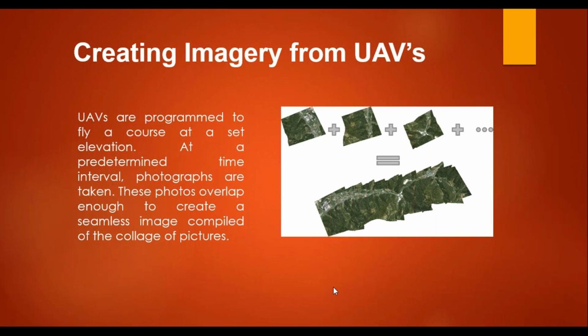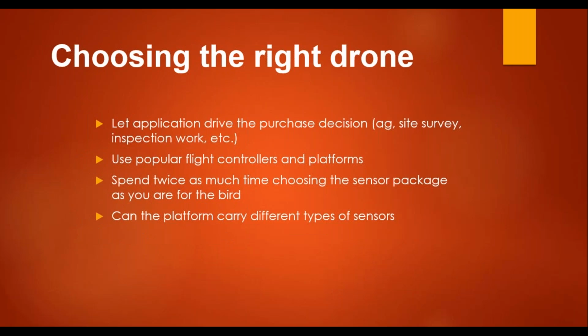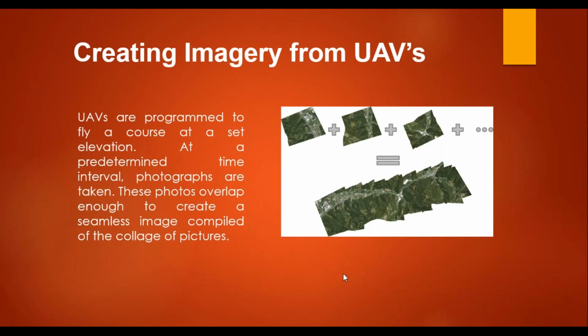Creating imagery from the UAVs. UAVs are programmed to fly courses at a set elevation. At a predetermined time interval, photographs are taken. These photos overlap enough to create a seamless image compiled of a collage of pictures. Means the data which is taken from the UAV in a stream video is used for creating the imagery.